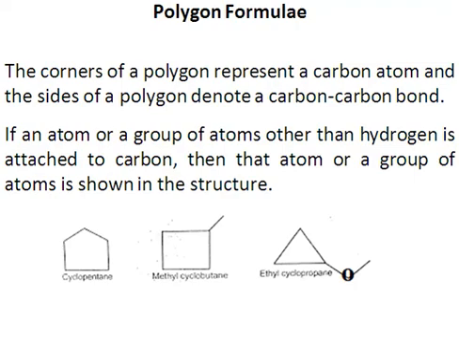Then we saw the polygon formulas. Polygon formulas are just like bond line formulas. The only difference is that polygon formulas are only used for cyclic molecules. If your molecule is not cyclic, you cannot draw a polygon formula. So in a polygon formula, the corners of the polygon indicate the presence of a carbon, while if there is a terminal carbon like that one, that indicates the presence of a methyl group here. We can show the presence of a heteroatom here as well, just like in the case of the bond line formula.